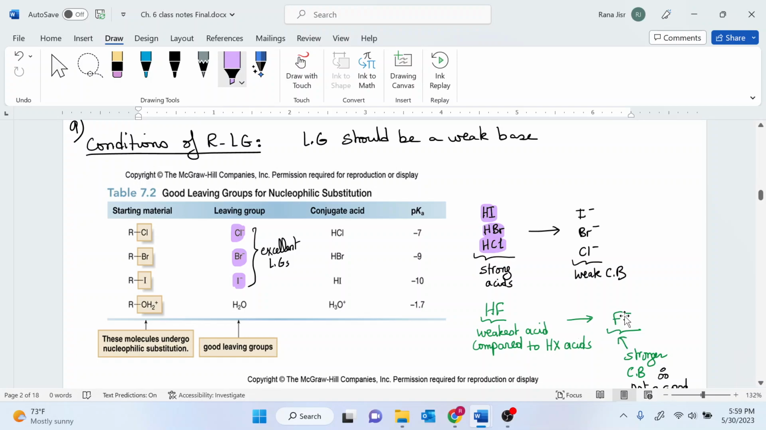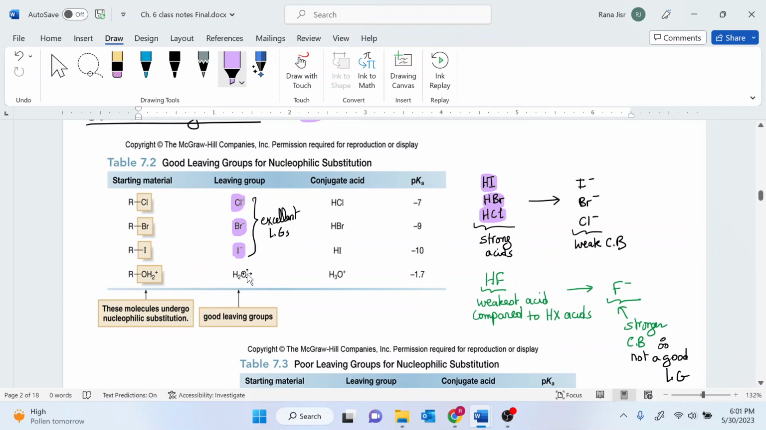F minus is a bad leaving group because F minus is generated from the weakest acid among all of these acids. Even though HF is still a strong acid, compared to all of these halogen acids, HF is the weakest among them. So its conjugate base is supposed to be stronger than any of those conjugate bases. And by definition, a leaving group is a good leaving group if it is a weak base and not a strong base. That is going to make all of these halogens suitable for being a leaving group.